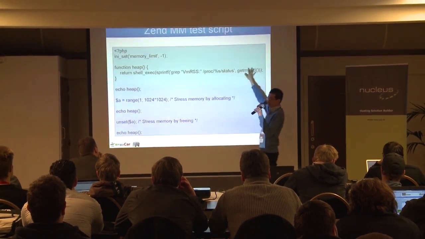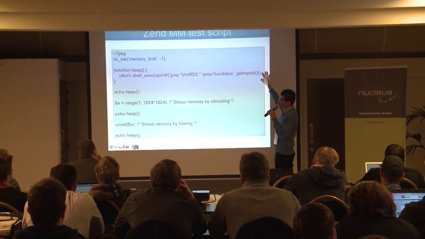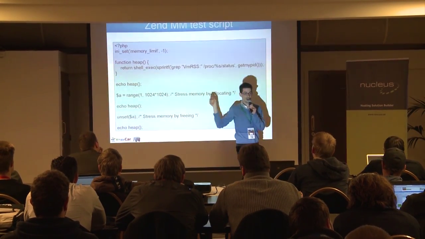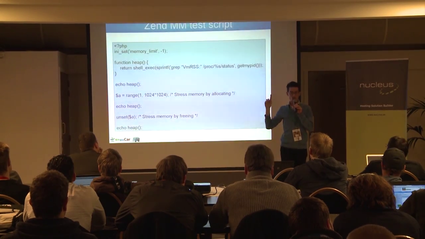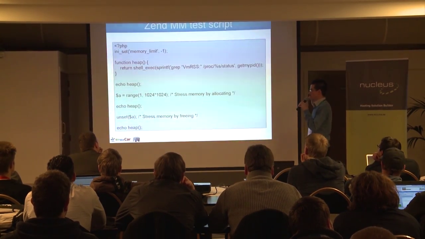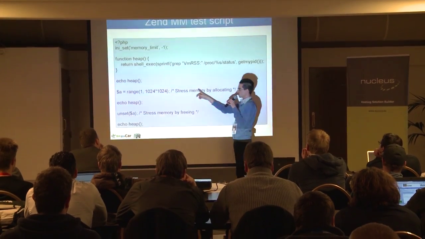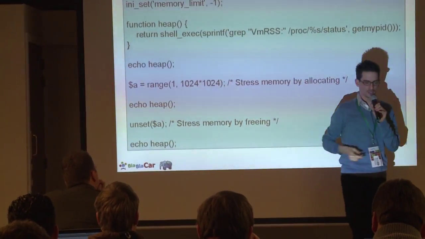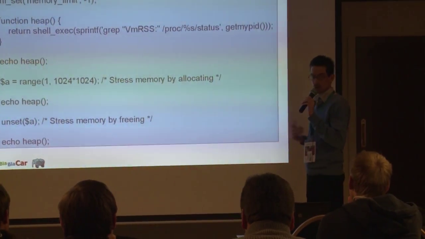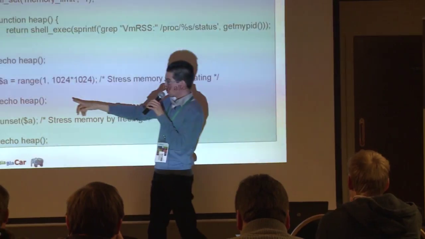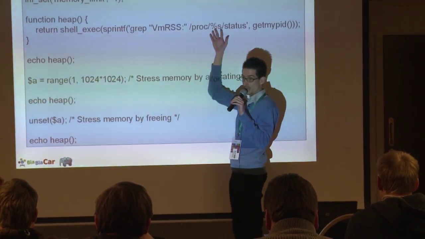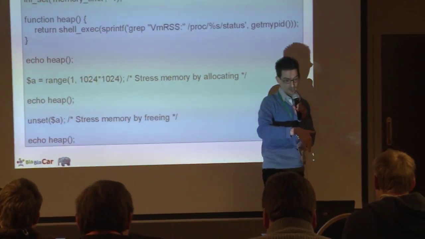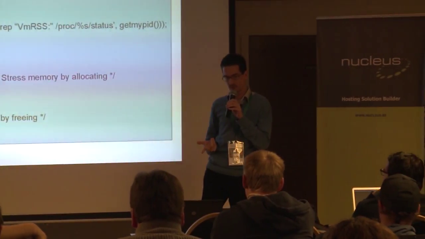The same function you have seen in the slides before, okay. I'm just calling it. Then I'm stressing the memory by allocating a very, very huge array. Arrays are hash tables for those who know. This is something that will take a little bit of time to execute, okay? Because the CPU will have very much work to do. Then I call my function to see how much memory that will eat. Then I unset, then I stress the engine back by freeing the memory.